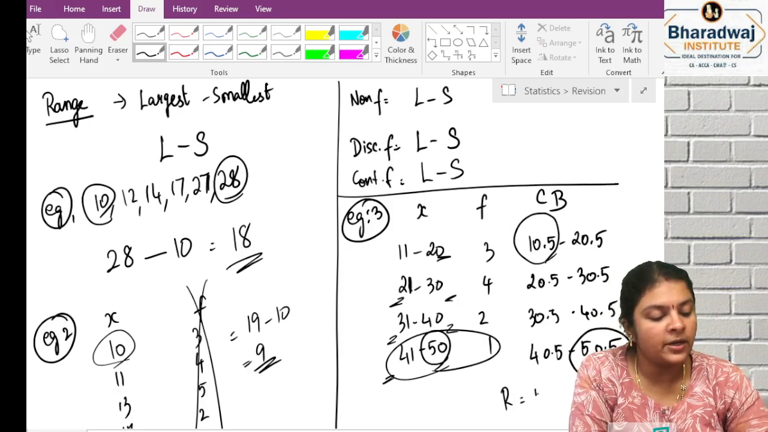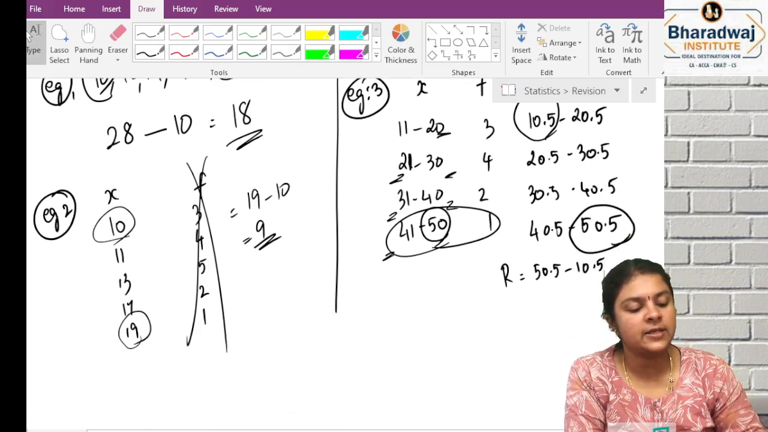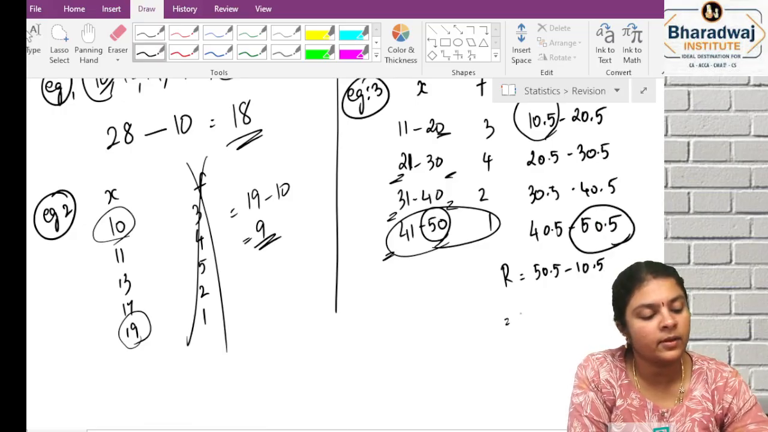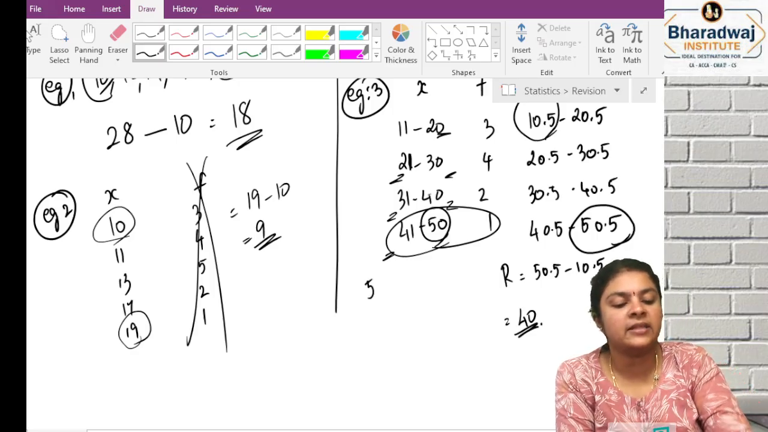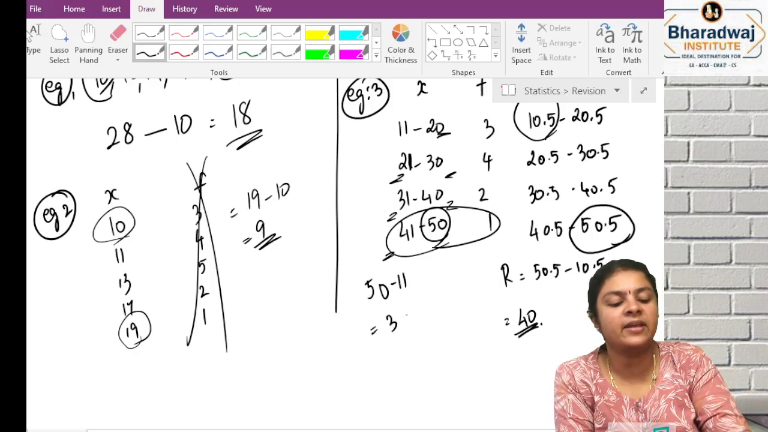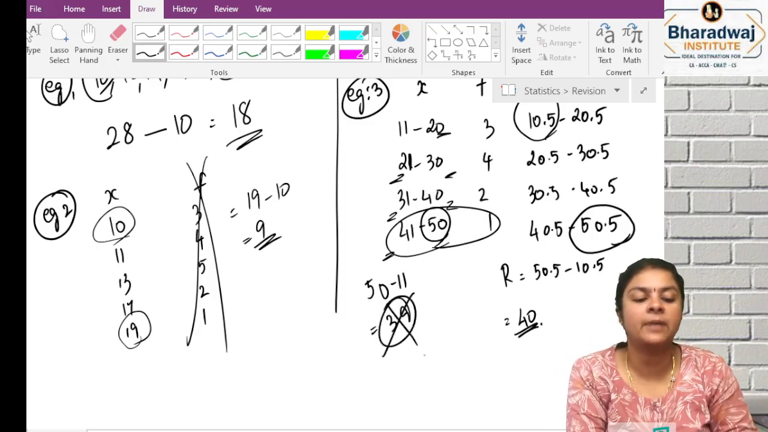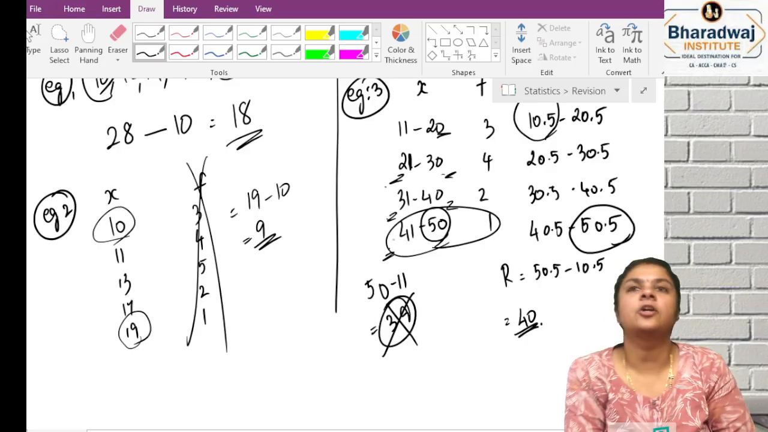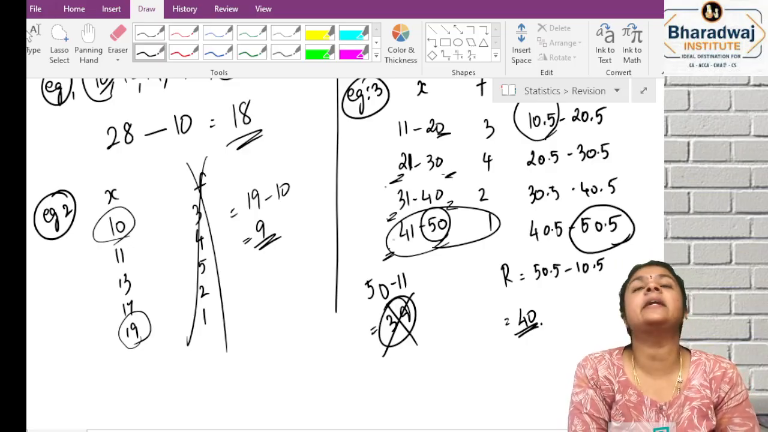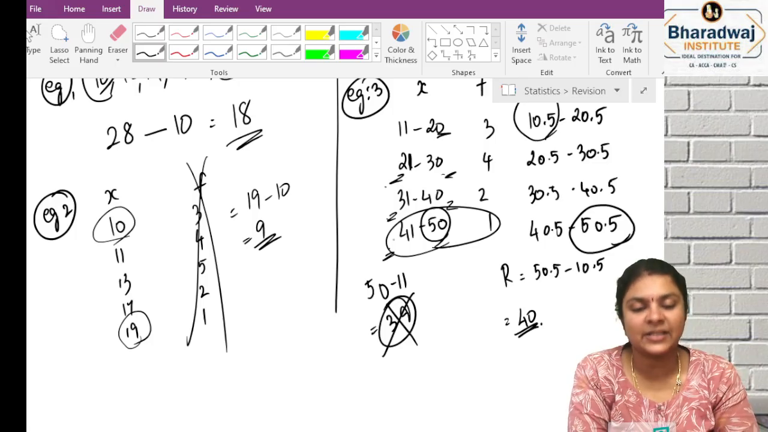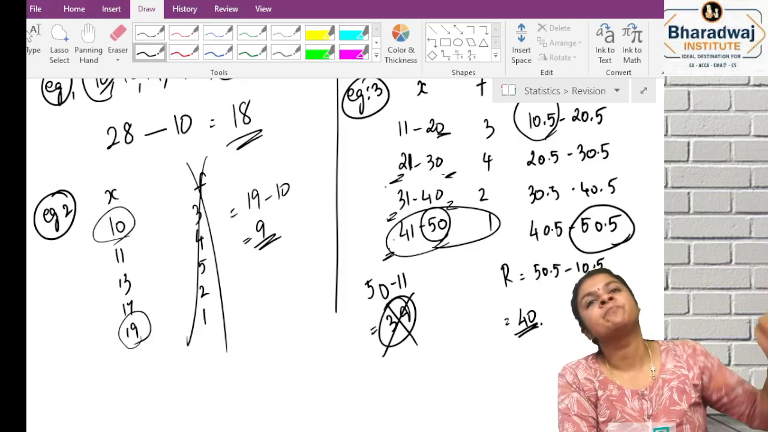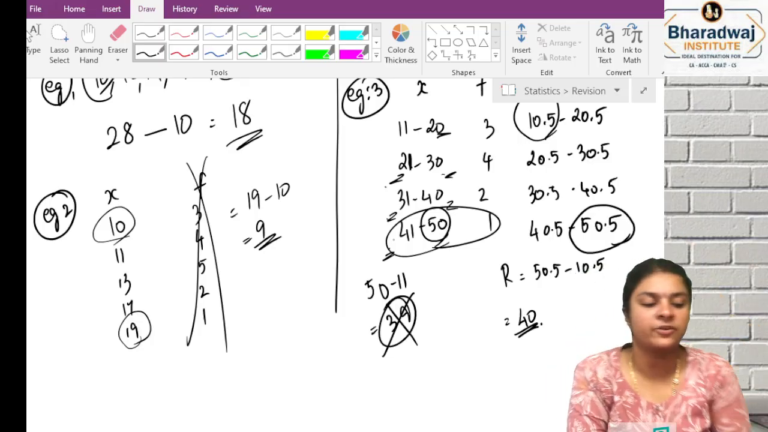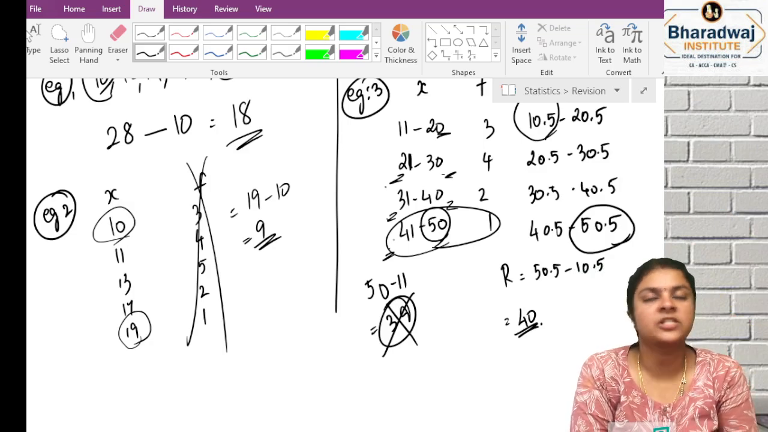So range is equal to 50.5 minus 10.5, which is 40. Please don't do it the other way in this type of question. Range is 50 minus 11, 39, is a wrong answer because the intervals are non-exhaustive. Convert the intervals into exhaustive intervals, which is class boundaries, and take the highest limit from the highest interval and the lowest limit from the smallest interval or the first interval.